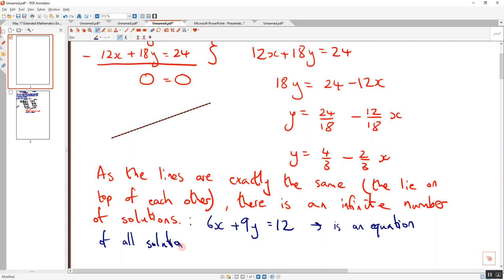Remember the solutions lie on the line, so the equation of the line is a way that we could write all the solutions. All the solutions lie on this line. But the thing I want us to remember is that there is an infinite number of them.